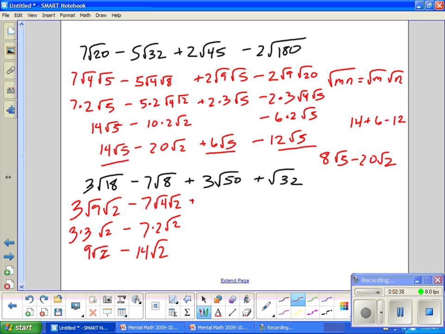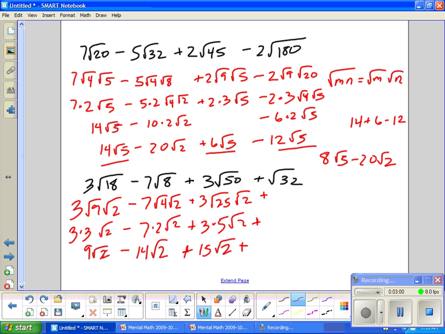I don't want to pick 5 and 10, it works. But you want to see 25 goes into 50. And 2. And this is 3 times 5 times square root of 2. This is 15 square root of 2.